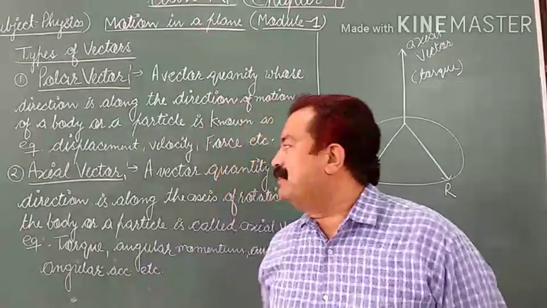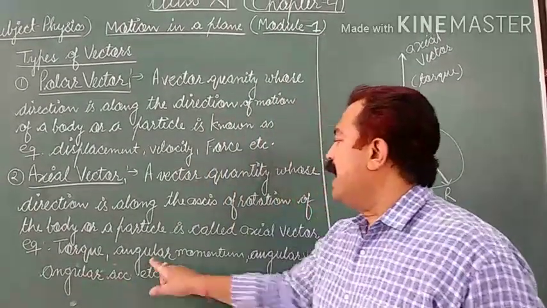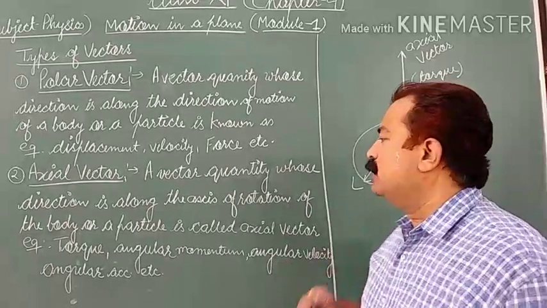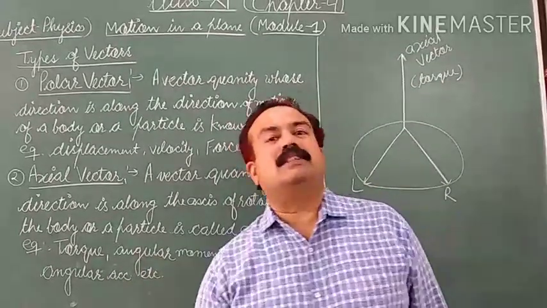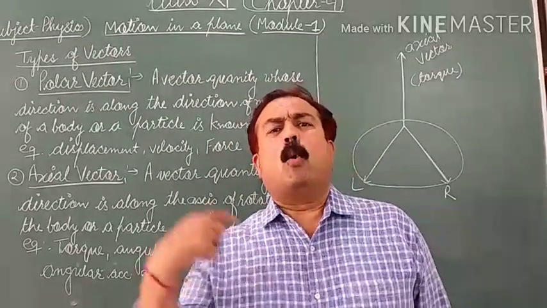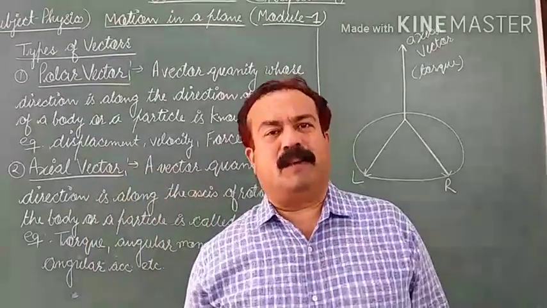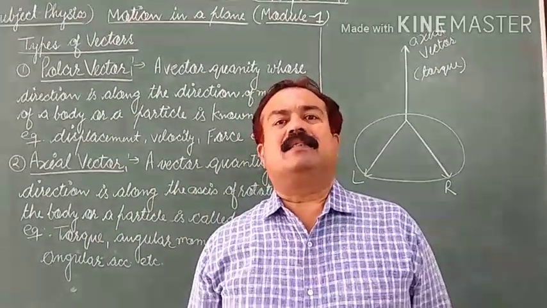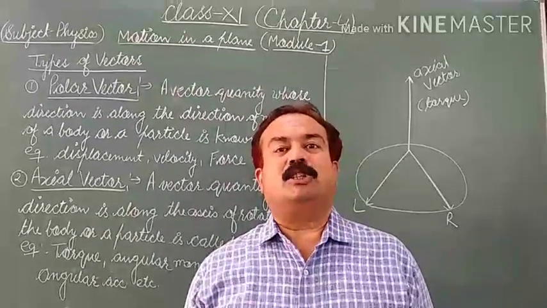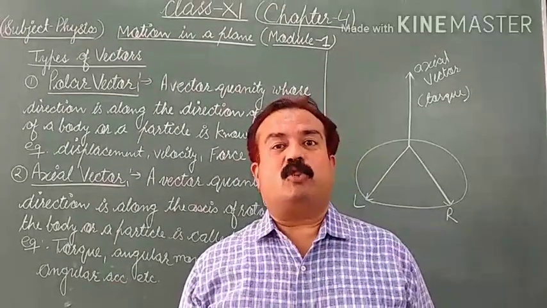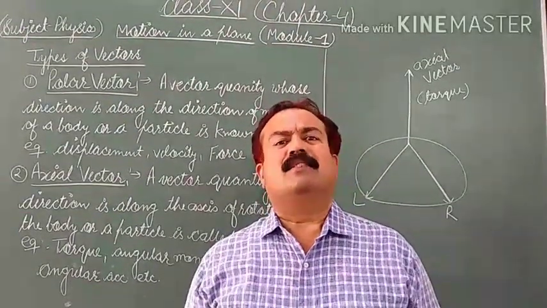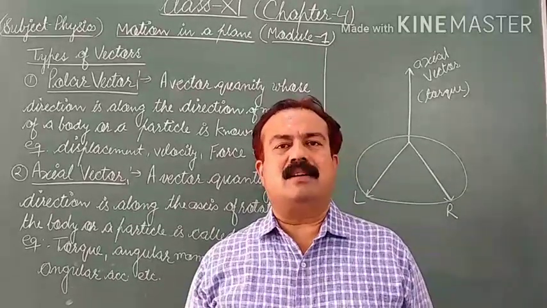The examples of axial vectors are torque, angular momentum, angular velocity, angular acceleration. Basically, wherever angular motion takes place, it gives us the direction of a third vector, which is called an axial vector. This was all about this module.